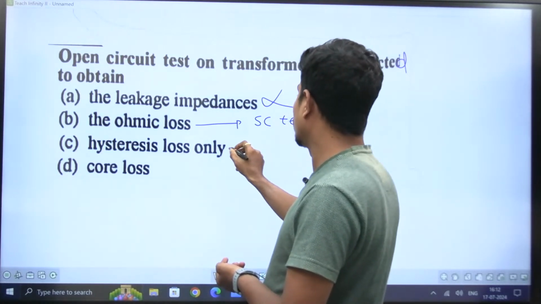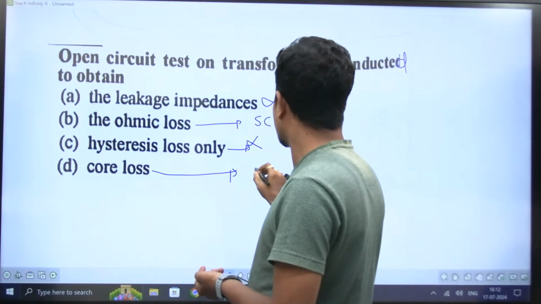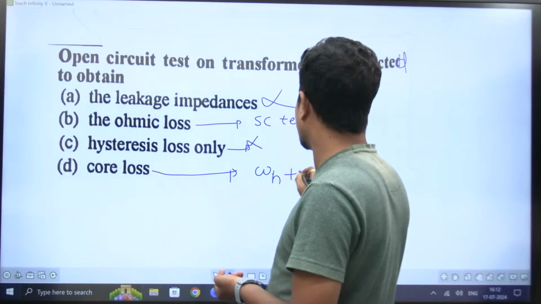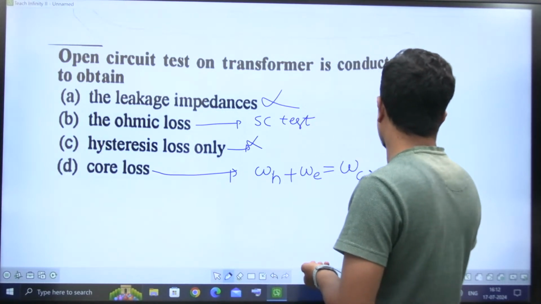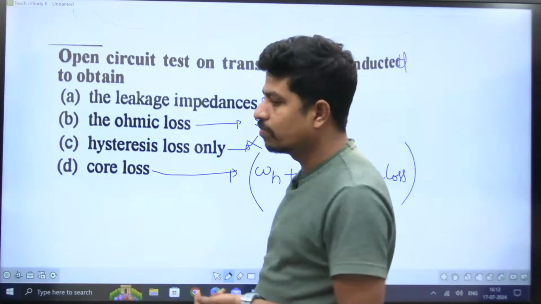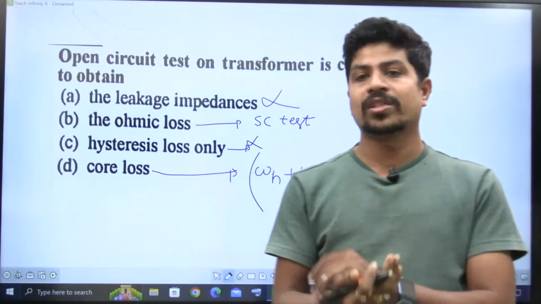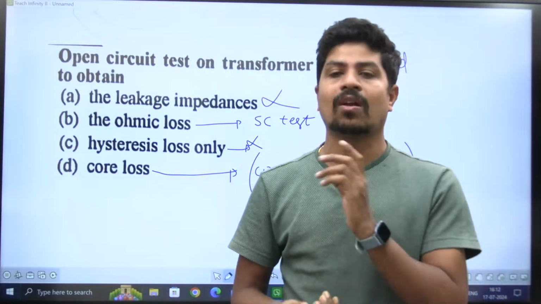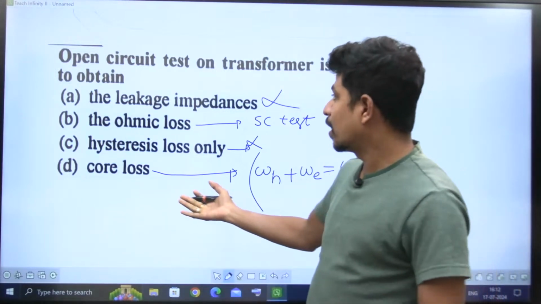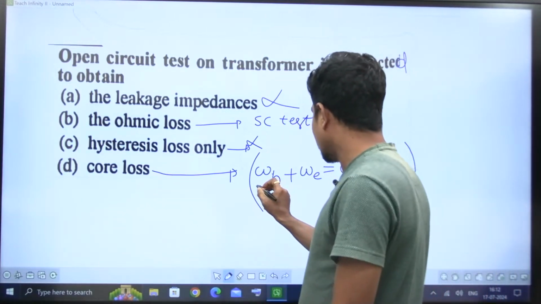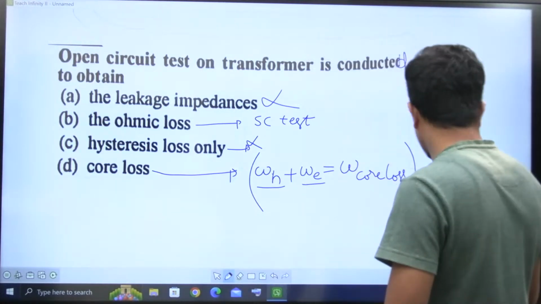Hysteresis loss only, no. Yes, we will get hysteresis loss also, but the core loss. What is core loss? Hysteresis loss plus eddy current loss. Total core loss, hysteresis loss plus eddy current loss. With the open circuit test, we are finding core losses, not copper losses, please. Core losses are constant losses. That is nothing but the combination of hysteresis and eddy current loss, right? Next question, please.